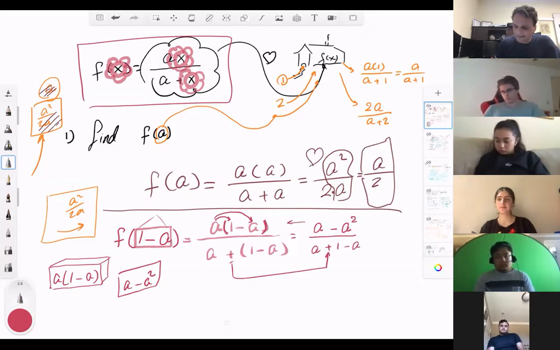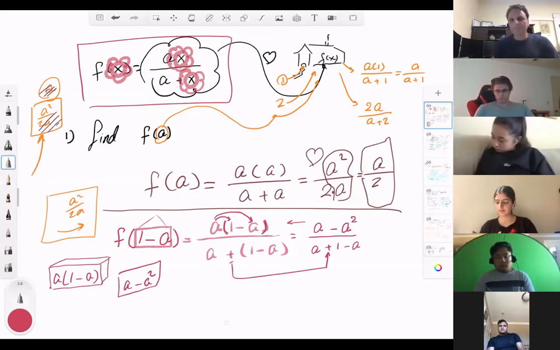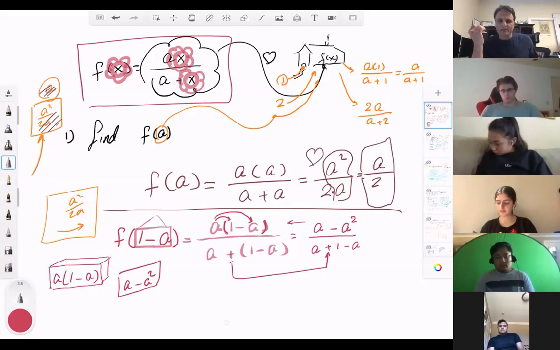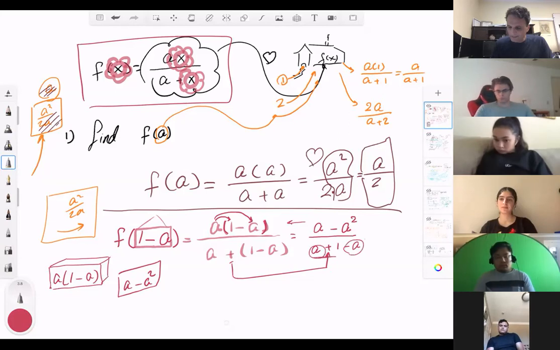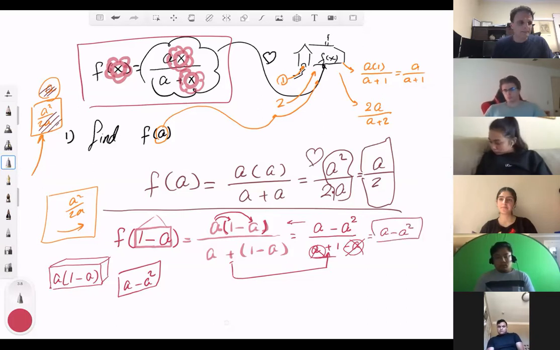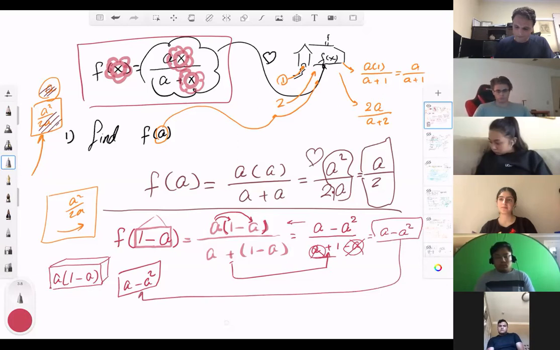Here you have to go back and review it to see if you did it correctly or not. We do make mistakes, but if you review it and we didn't do anything wrong, a times 1 is a, times negative a is negative a squared. So in the denominator, we can simplify: a minus a will go away. Then the final answer is a minus a squared. So this is the final answer. So Lucas and Enas were correct.